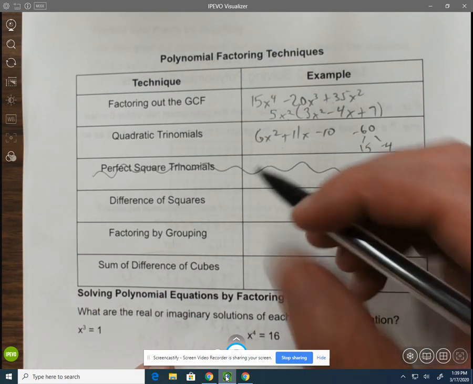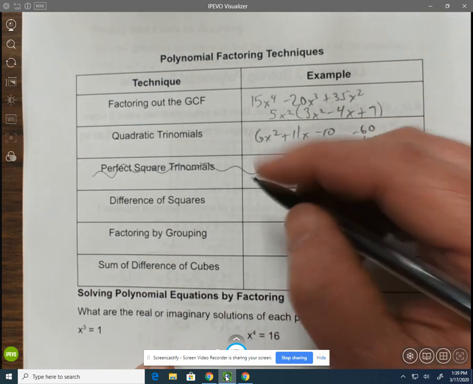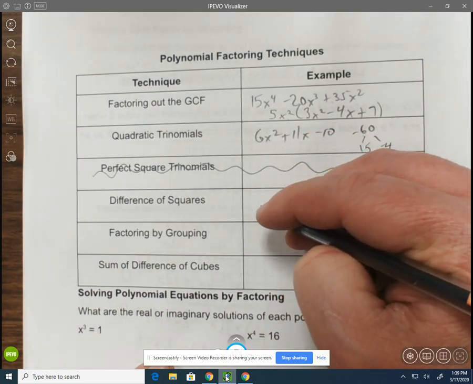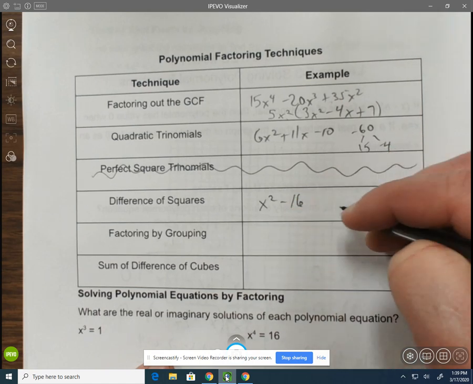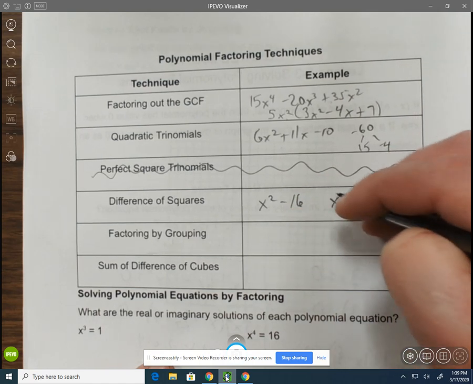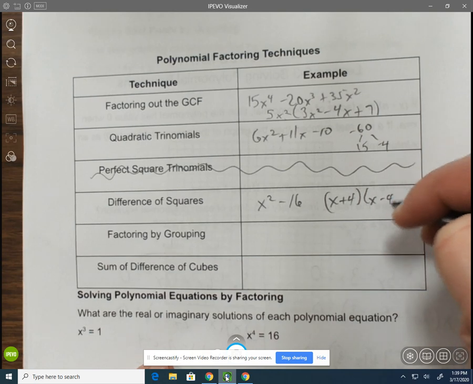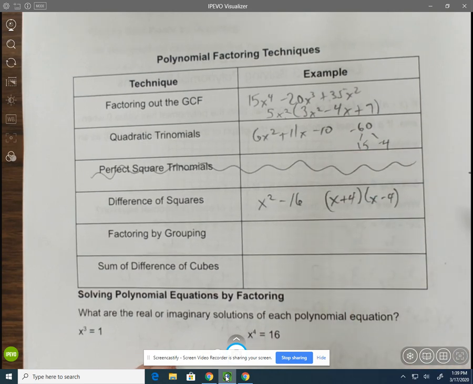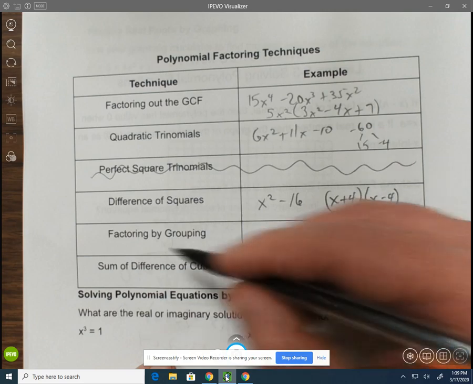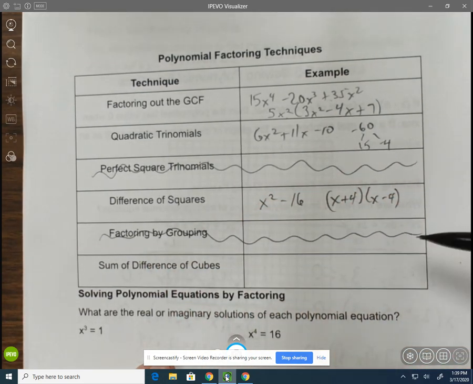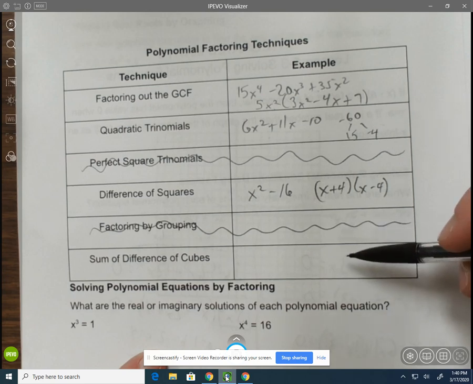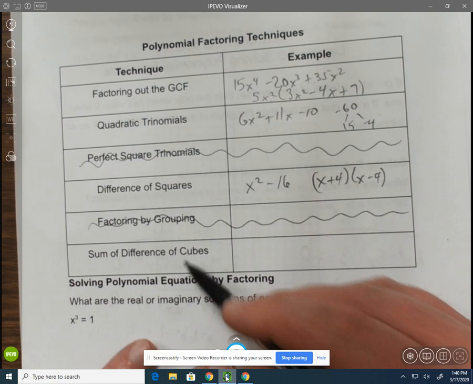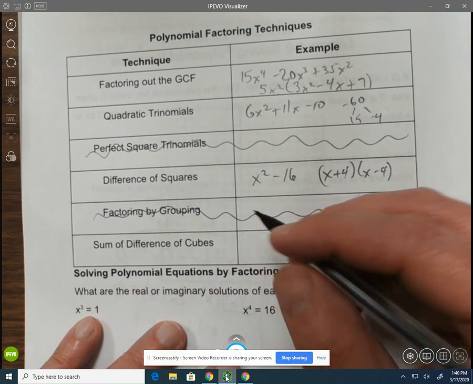Next one is the difference of two squares. Okay, this is where if I've got x squared minus 16, I know I can factor that as x plus 4 and x minus 4. So get to know that difference of two squares. Factoring by grouping, we're not going to talk a whole lot about. That kind of comes into play up here, but that's nothing I'm going to concern ourselves with right now. But this one, the sum or difference of cubes, I do want to talk about that.